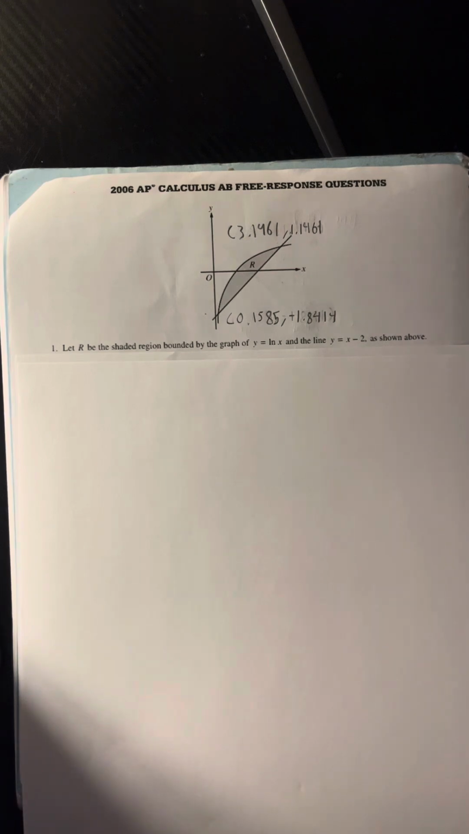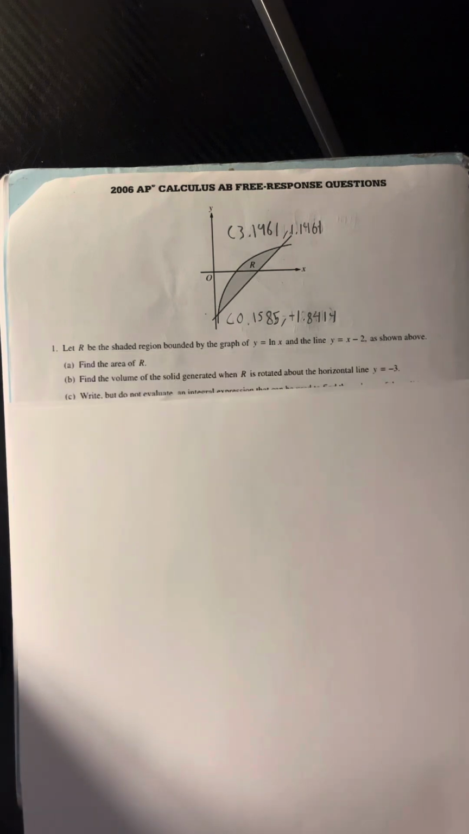So right here it says let R be the shaded region bounded by the graph y equals ln of x and the line y equals ln 2 as shown above. Alright, let's get into part A. So part A, find the area of R.